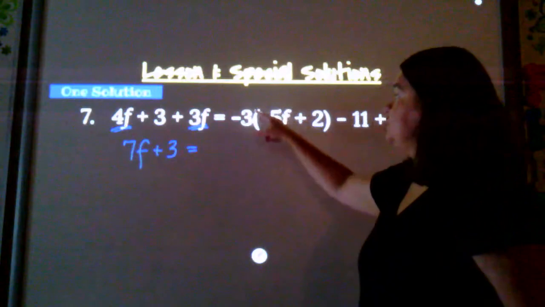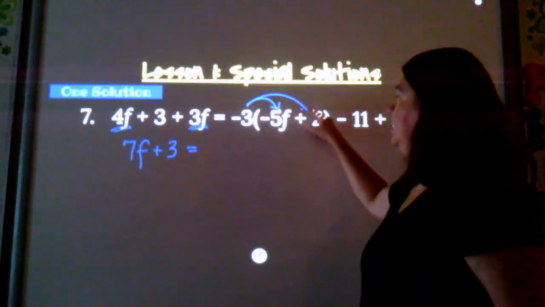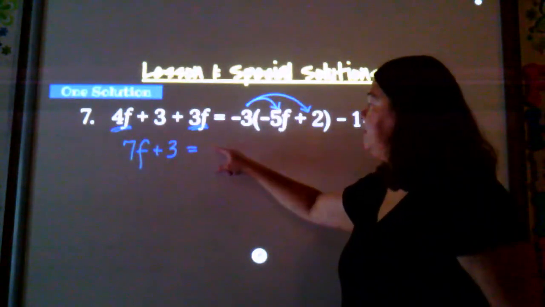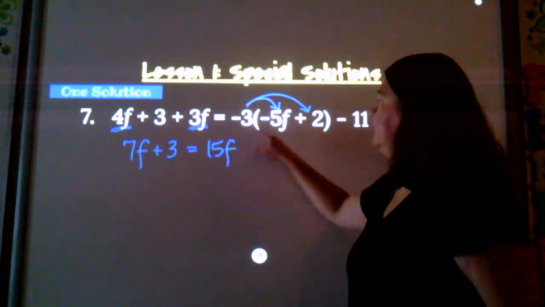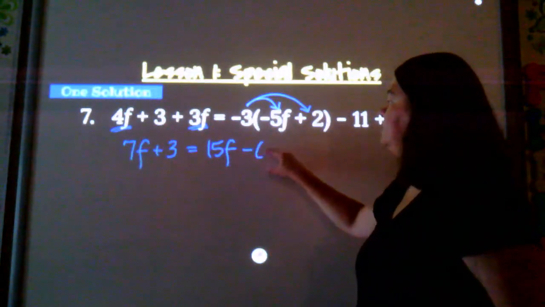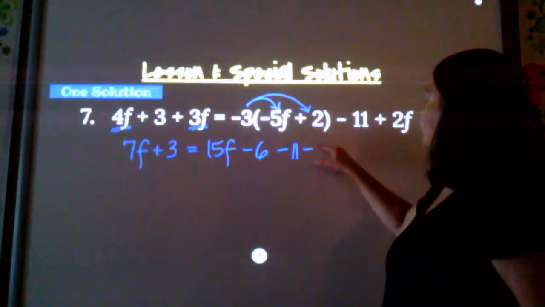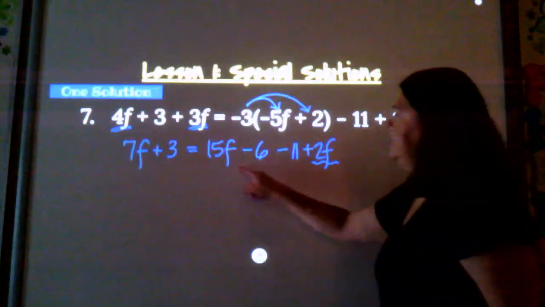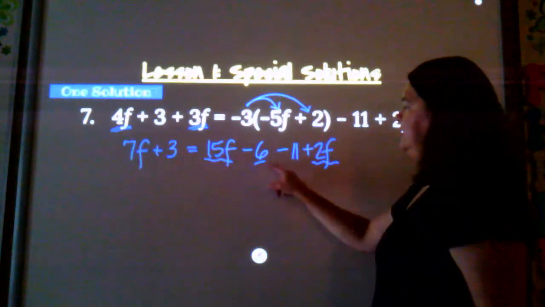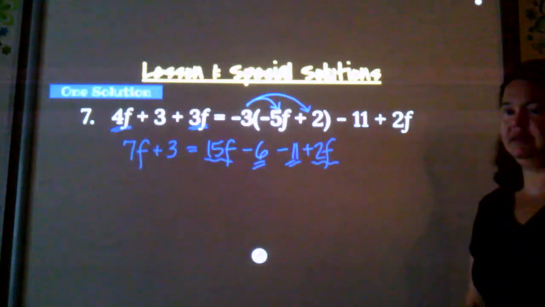Equals, and I'm going to distribute here. I'm going to get negative 3 times negative 5 is a positive 15, and there's an f. Negative 3 times 2 is negative 6. Then I have my minus 11 and my plus 2f. Now I'm going to combine these. I also need to combine my constants.